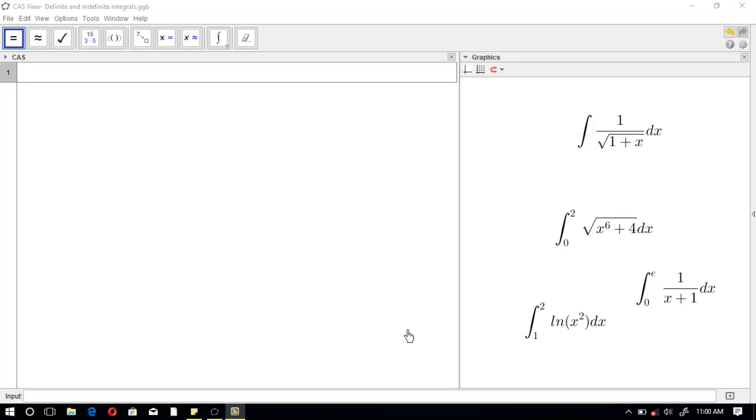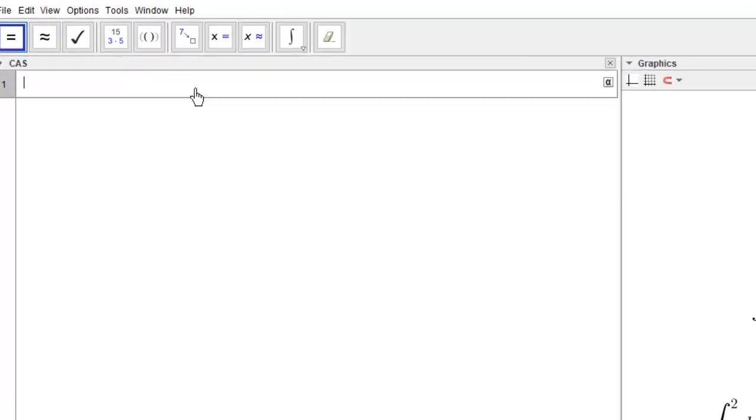Now let us look at how we can evaluate definite and indefinite integrals in the GeoGebra CAS view. Let's say we have this integral to evaluate. So we need to type the integrand, then we use the tab over here to find the indefinite integral. So let's type the integral.